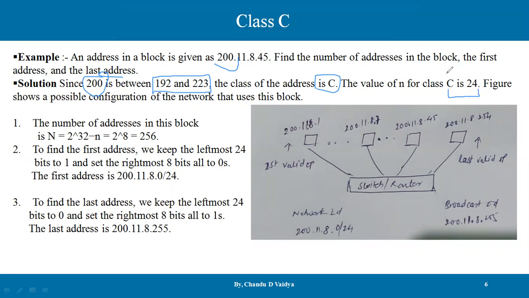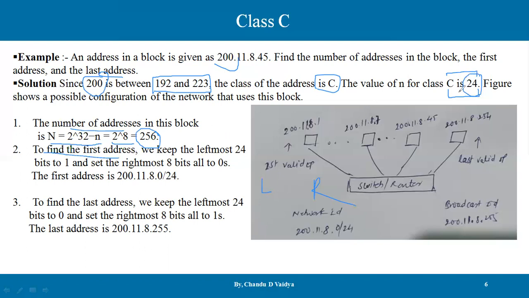If you go with the previous video on classful addressing, you can see this. Now, putting in the value of n, which is 24 here, the formula to calculate the number of addresses is 2 to the power 32 minus n, which is 2 to the power 8, and the value is 256. So there are 256 addresses in the block. Then find the first address, guys. How to find the first address? Whatever the left-hand side values are will stay as they are.